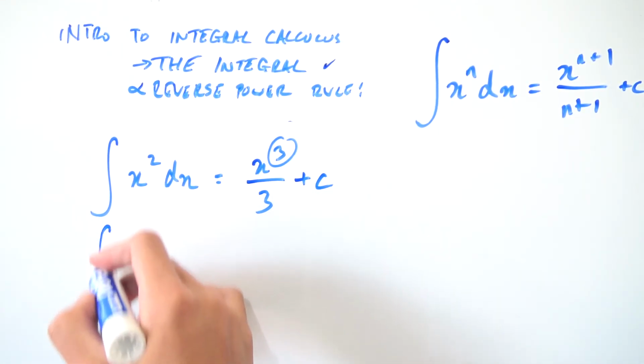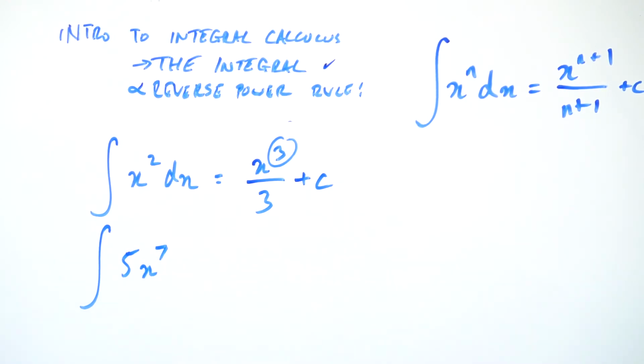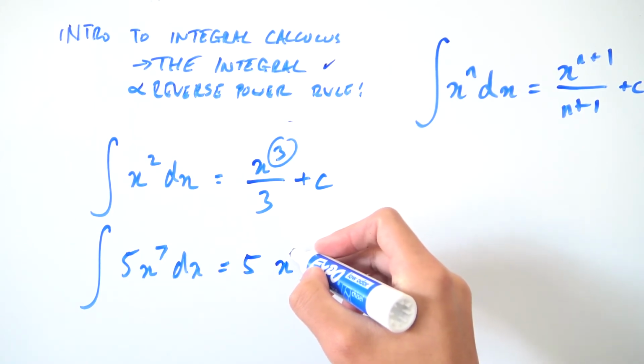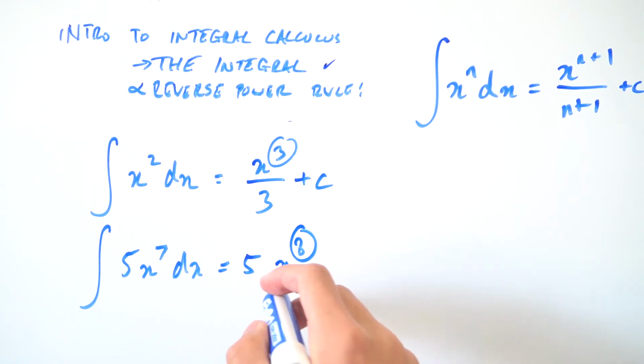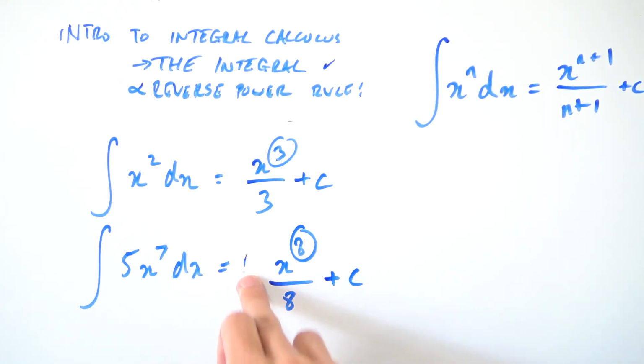Let's do another example. Let's integrate 5x to the 7th power dx. Okay, what exactly is that going to evaluate to? Well, let's actually forget about this 5 for now, so we're just going to leave it on the side. And let's take a look at x to the 7th power. Using the power rule, we're going to add 1 to the power, so x to the 7 plus 1, which is 8. And then we're going to divide by the new power. So we're going to have divided by 8, and we're going to put down a plus c. So this is 5/8 x to the 8th power.